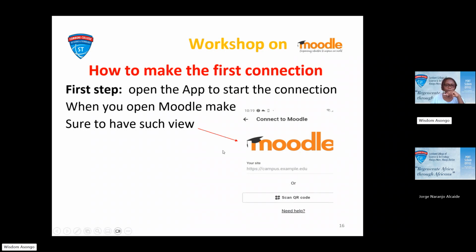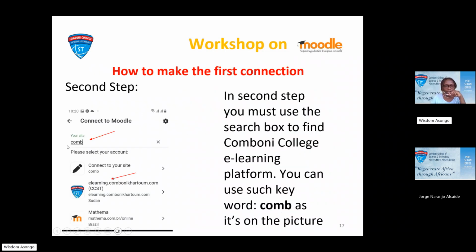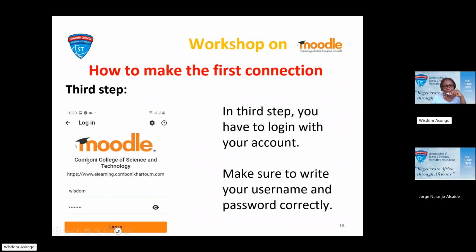So you have to start searching, type here the simple keyword company, and then the list of all items that start with company will appear. So we already have the company e-learning platform with the logo of the company. You have to choose this one. And then the third stage, you have to make sure that you have access to the right side.